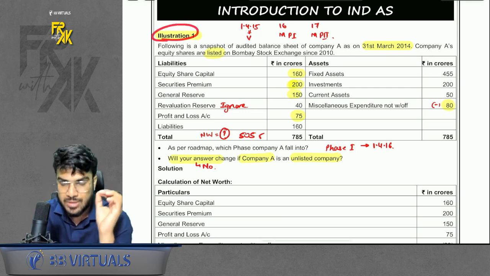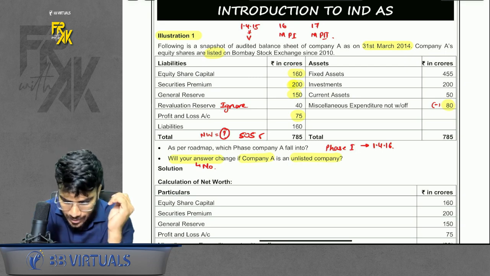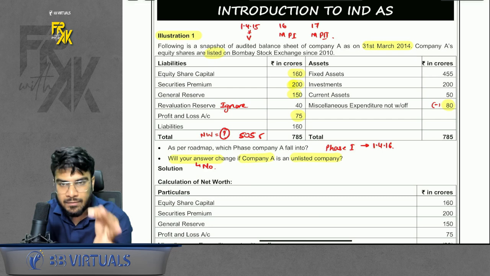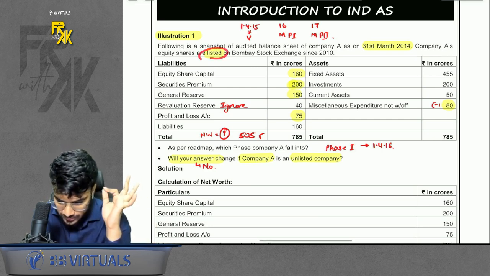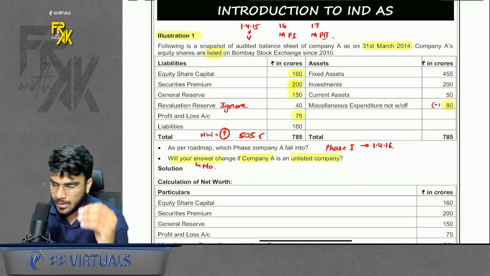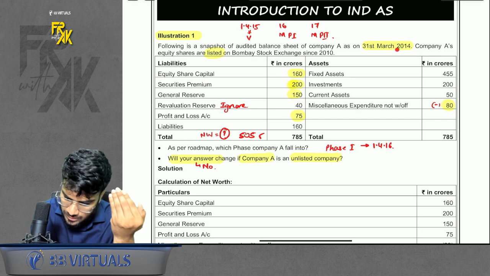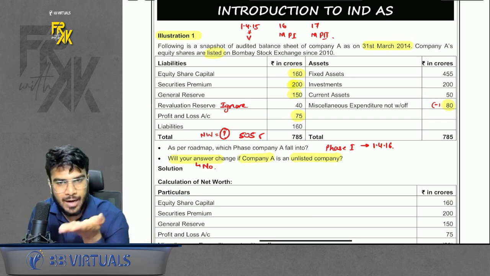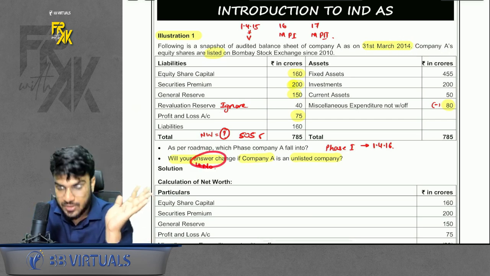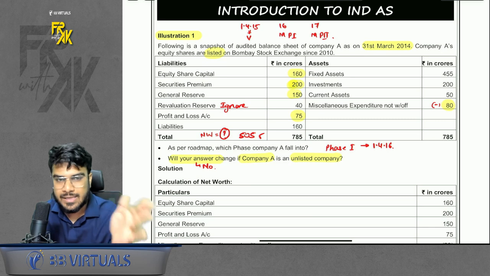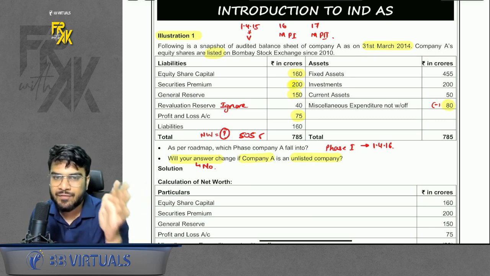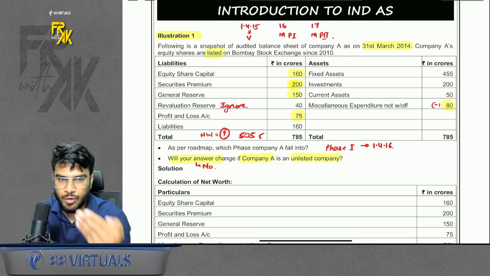The first question was related to net worth. They are saying that they are a listed company. We have to calculate the net worth and tell them under which phase they are falling. So it is listed, but net worth is 505. That means the net worth is exceeding 500. Net worth is of 31st March 14. So they are falling under phase 1. The second point of this question was what if they are unlisted? Doesn't matter. Under phase 1, listed or unlisted, irrespective of that fact, if your net worth is more than 500, you will fall under phase 1.